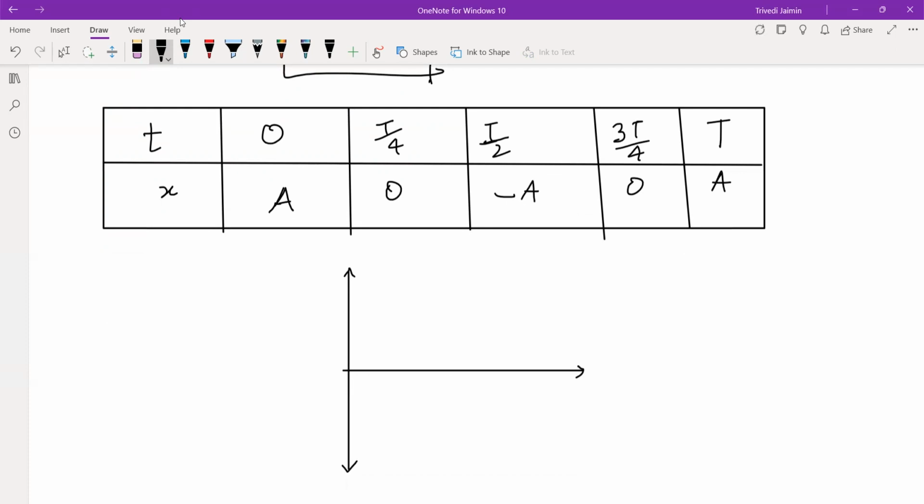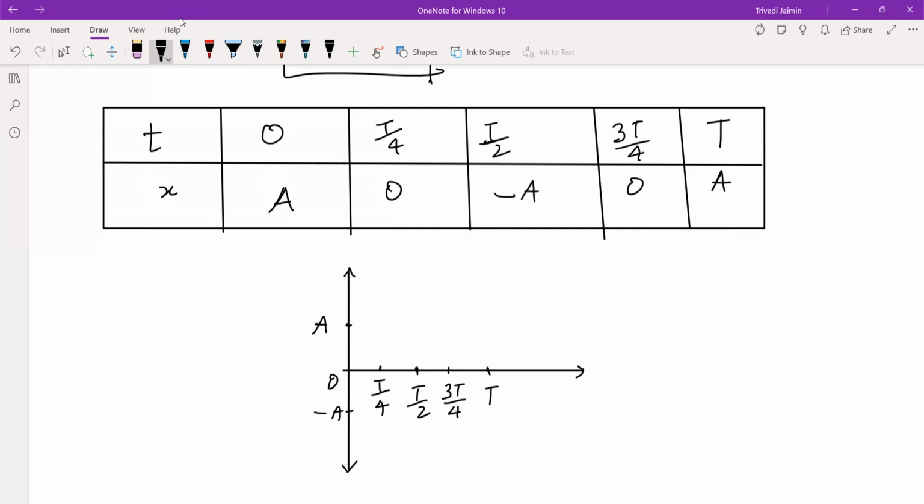So first is 0. Second one, t by 4. Third one, t by 2. Fourth one, 3t by 4. Fifth one, t. Oh, I made it so near. Okay, fine. Here, let's take it as minus a, and this one as plus a.